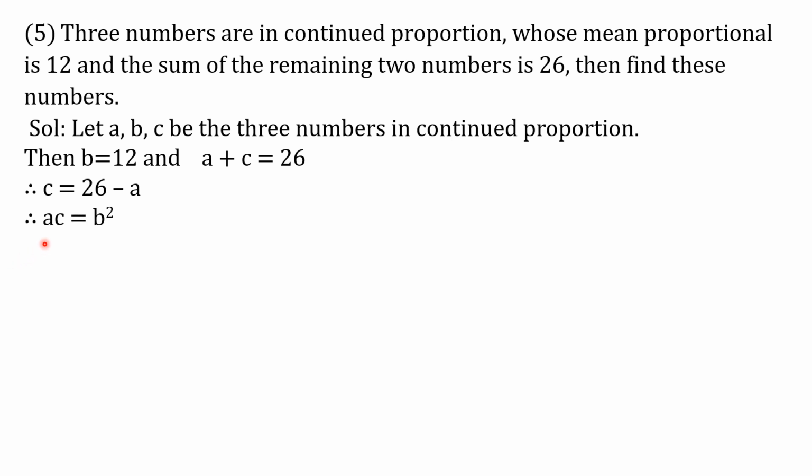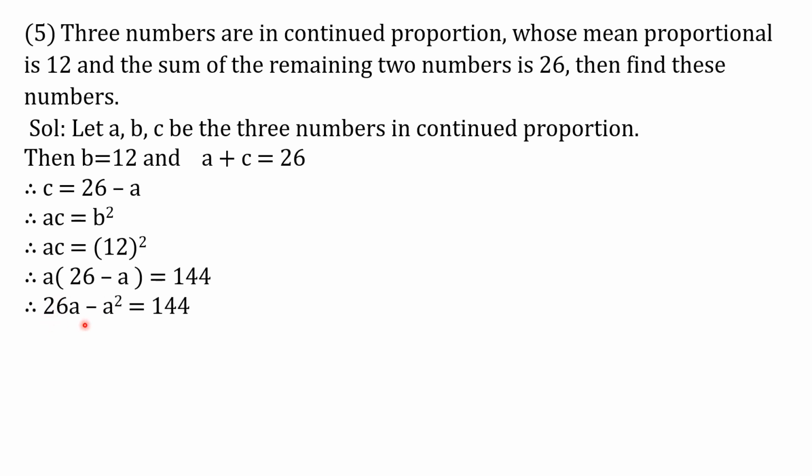So now students, you know when it is said they are in continued proportion, therefore I can write AC equal to B square, or you can write B square equal to AC. Okay. So I'll substitute the value. AC equal to, B value is given 12, so 12 square, and in place of C I can write 26 minus A. So in the next step I've written A in bracket 26 minus A equal to 12 square is 144. Now I'll multiply: A into 26, 26A minus A into A, minus A square. So the next step will become 26A minus A square equal to 144.